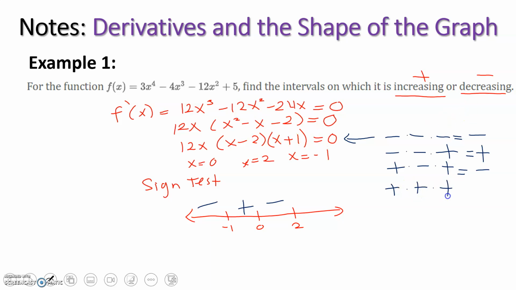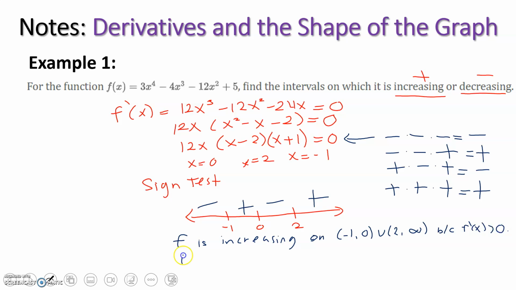So the question is, where is the function increasing or decreasing? So we will say f is increasing on the intervals -1 to 0 union 2 to infinity, because f prime of x is positive, and f is decreasing on the interval -infinity to -1 union 0 to 2, because f prime of x is negative.